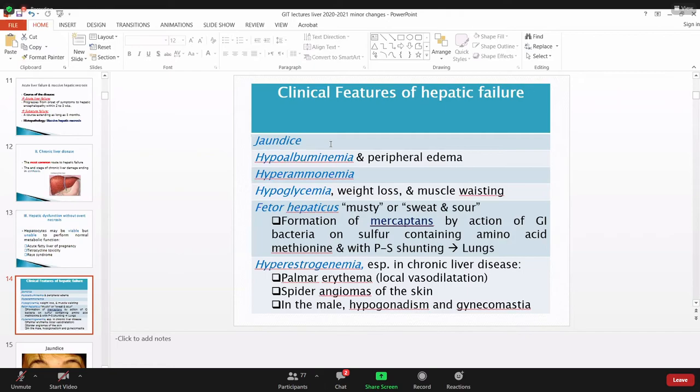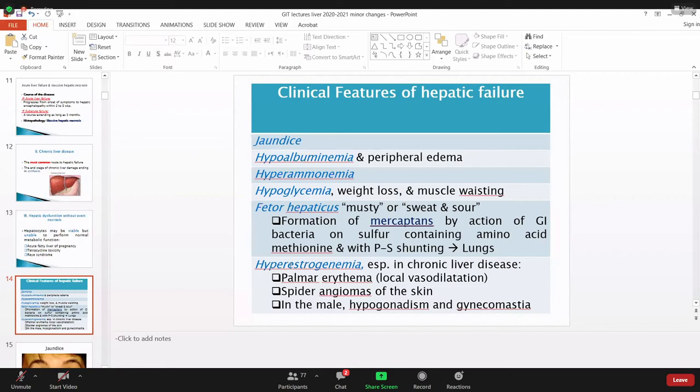These people with hepatic failure have the breath of the dead, a very bad foul smelling breath. It comes from mercaptans, through the action of the GI tract and bacteria, because these people have abnormal portosystemic shunting. PS shunting means portosystemic shunting. These amino acid structures, the mercaptans, reach the lungs and go out through the breath, causing foul smelling breath.